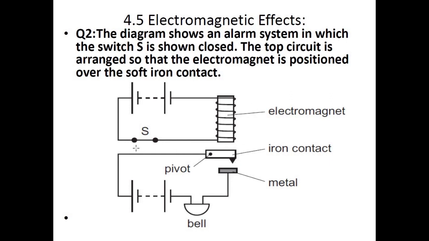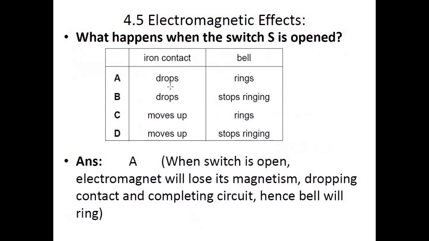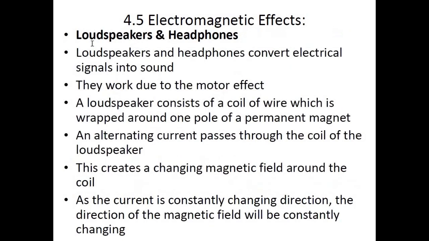Now when you would open this switch, then what would happen? The circuit would break. This would no longer be an electromagnet. This iron contact would fall down. This circuit would become complete and the bell would ring. So the iron contact would drop and the bell is going to ring. What happens when the switch S is opened? Yes, you can read the description as well.